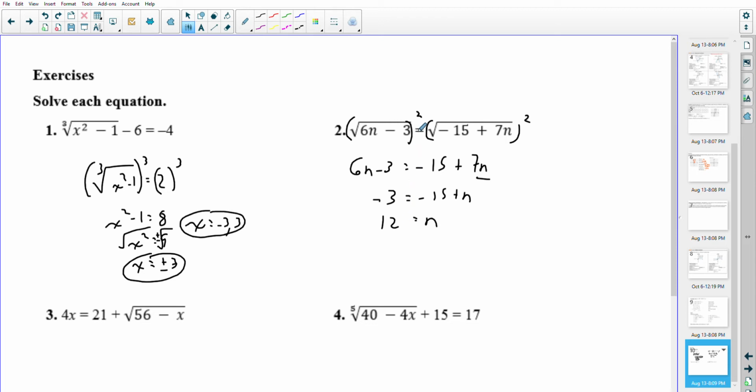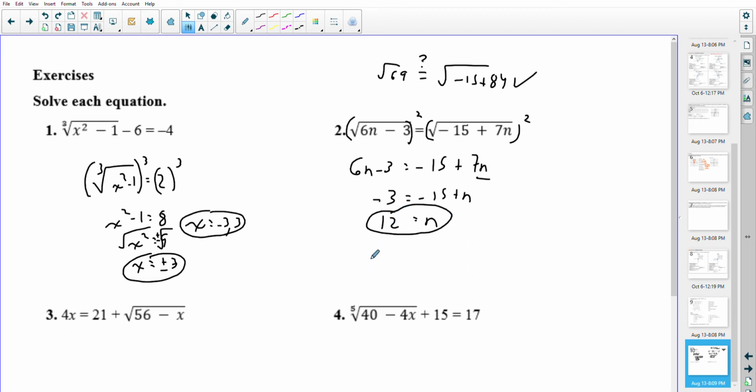Now, if I put 12 into this equation, I'm going to end up with, let's see, 72 minus 3 is square root of 69. And the question is, does that equal, let's see, and you're going to see that yes, in fact, it does. So you know that this is going to be an answer as well.